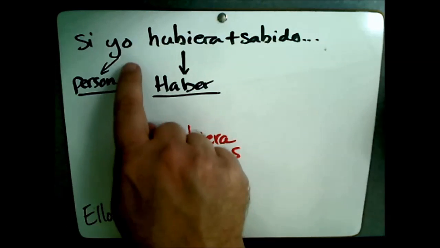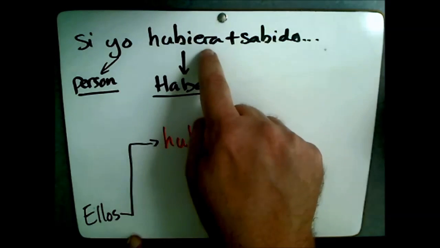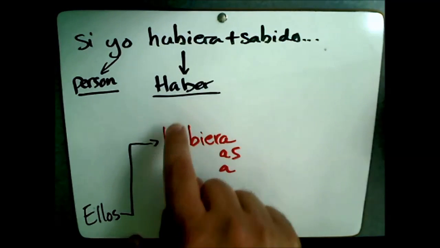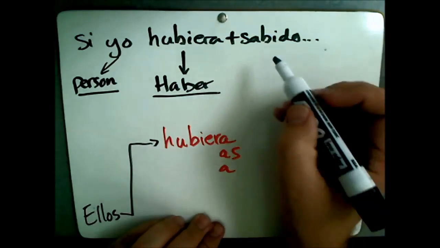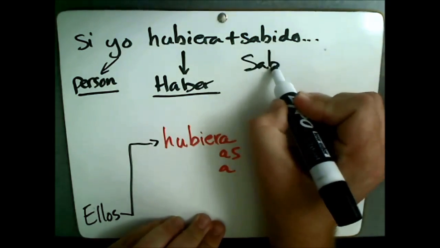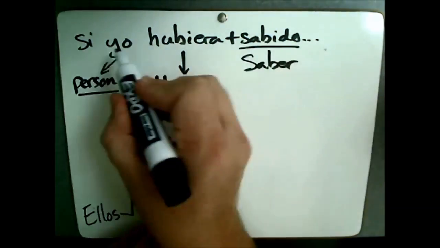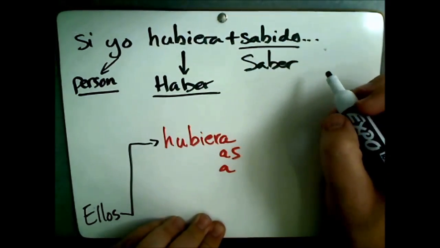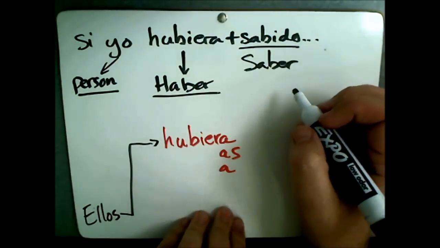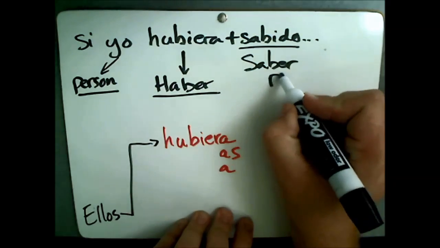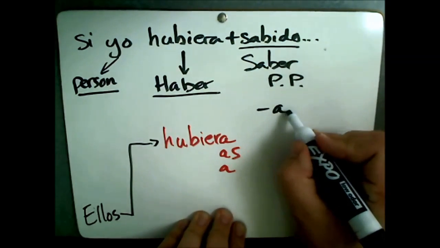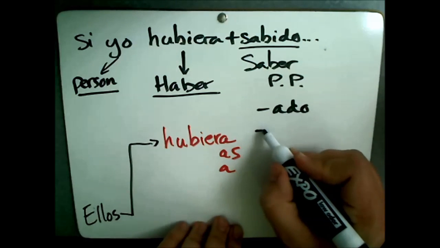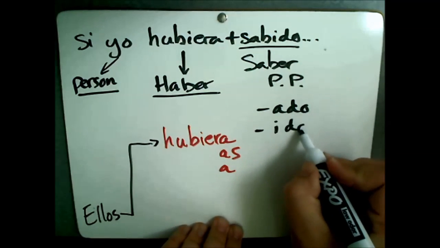So again, we have yo, person, hubiera or haber in the imperfect subjunctive, and then this form here with the verb saber, in this case, to know, right? If I had known, to know. Well, the form we have here is the past participle, right? So the past participle form, which are those forms that end in ado, most often ido, right?